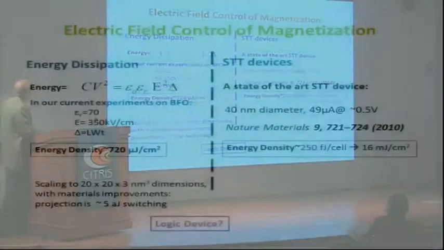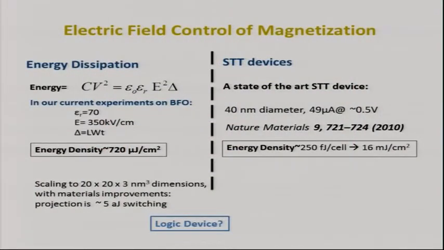On the basis of this data, we can make projections, and the energy dissipated here is the energy to charge up that nanoscale capacitance. To get to the bottom line, if we could scale this to about 20 by 20 nanometer nanomagnets and about a 3 nanometer thick BFO film, which appears to be at least within reason, that would get the switching energy, the actuation energy, down to the attojoule regime. And so what about a logic device?